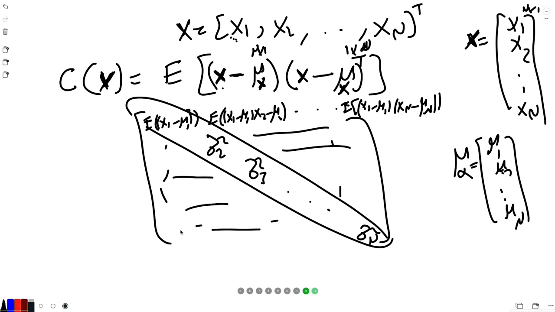So if all these random variables are independent, then all of the other elements here will be 0, and we only have the diagonal elements which contain the variance of every random variable. Okay, this is called the covariance matrix. Usually it is written as R, actually, RXX. So this is called the covariance matrix. Covariance matrix is one of the most important functions or matrices in probability theory in general, and mainly in machine learning.